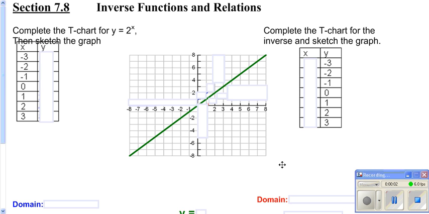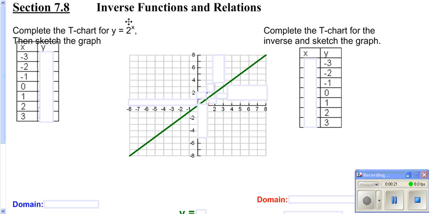We're going to go ahead and look at inverses of functions and inverses of relations today. So let's go ahead and make a t-chart for our y is equal to 2 raised to the x. So I just chose some values for x near 0.